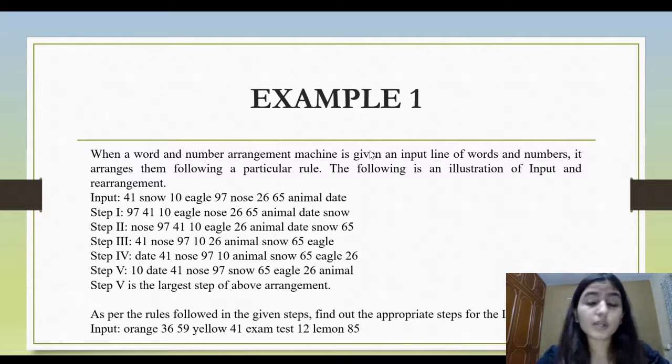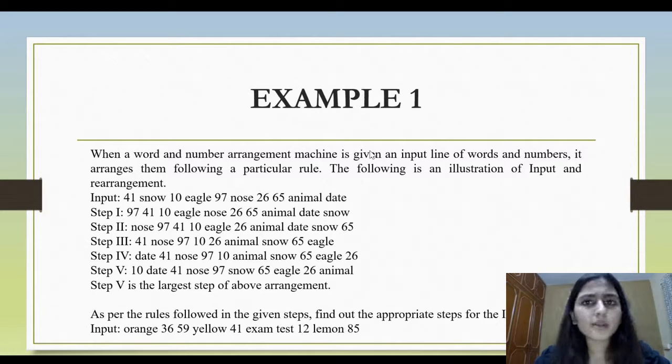Now look at the words that are there. The words, again, do not follow either ascending or descending alphabetical order. It goes from date, which is D, to nose, which is N, then S, snow. So it's ascending till now. However, after snow, it again falls down to eagle, which is E, and then an A. So essentially, it's ascending first, and then it's descending. The same as what we noticed in numbers.